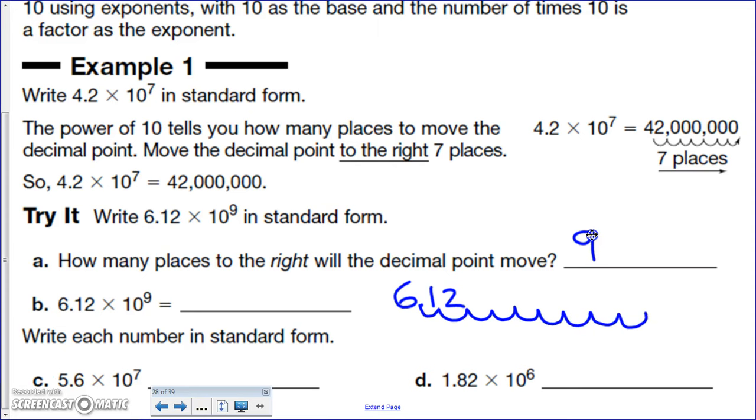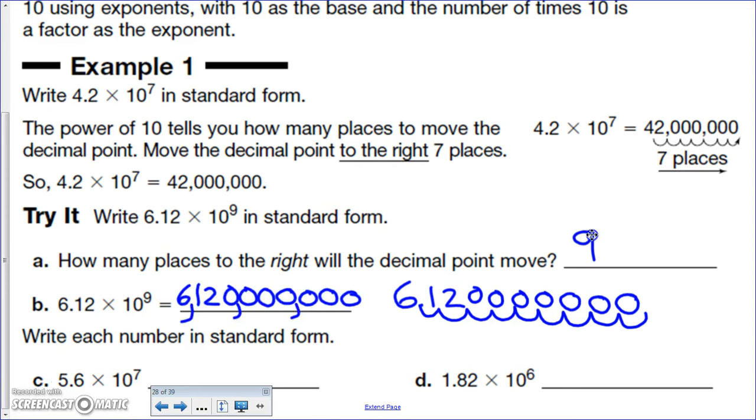Okay, as you can see, we've moved the decimal 2 places so far, so it goes past the 2, and then we have 7 more places, but there isn't anything there. So we're going to put zeros in as placeholders. So now we're going to rewrite the number over on the line and put the commas in where appropriate. So we end up with 6,120,000,000.